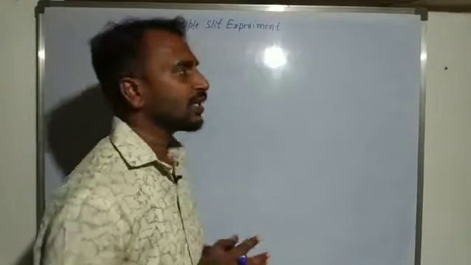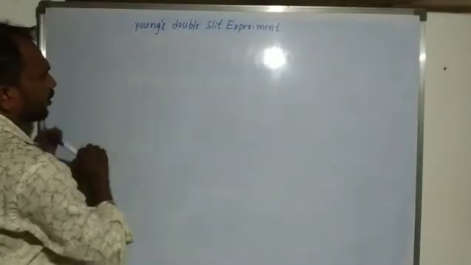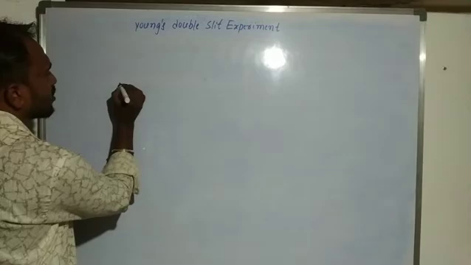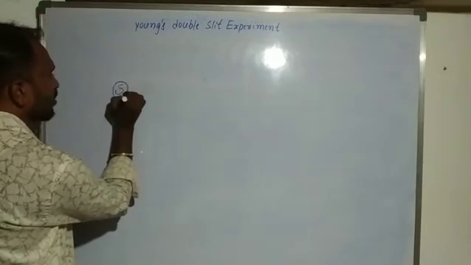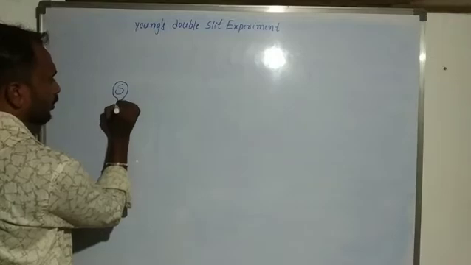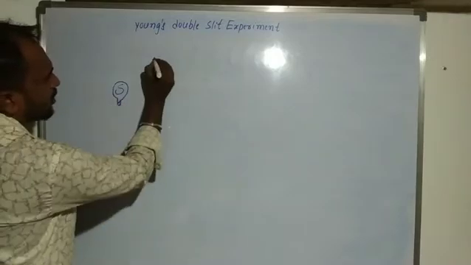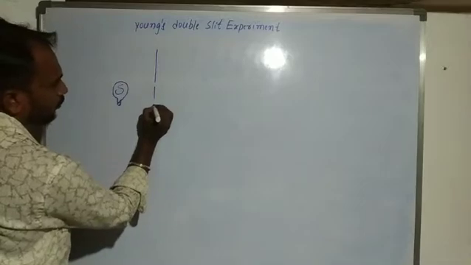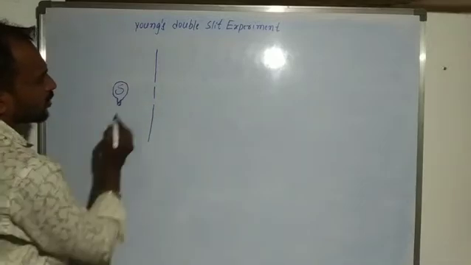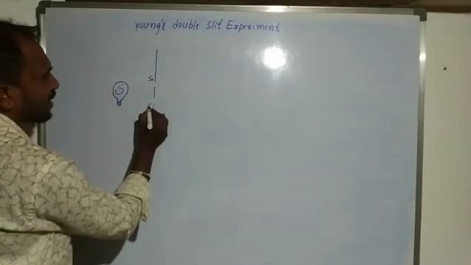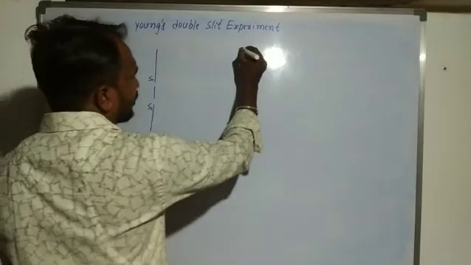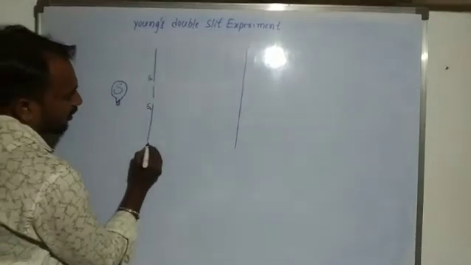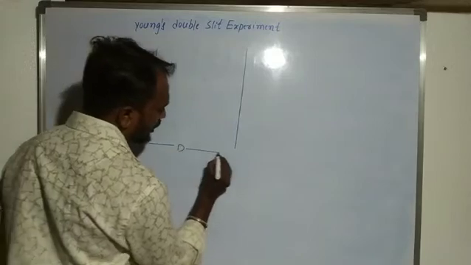The same concept applies in Young's double slit experiment. First, we consider that S is a source, which means a light source, like a bulb. Here we consider two slits: this one is the first slit S1 and this one is the second slit S2. At some distance we place a screen. The distance between the slits and the screen is generally D.